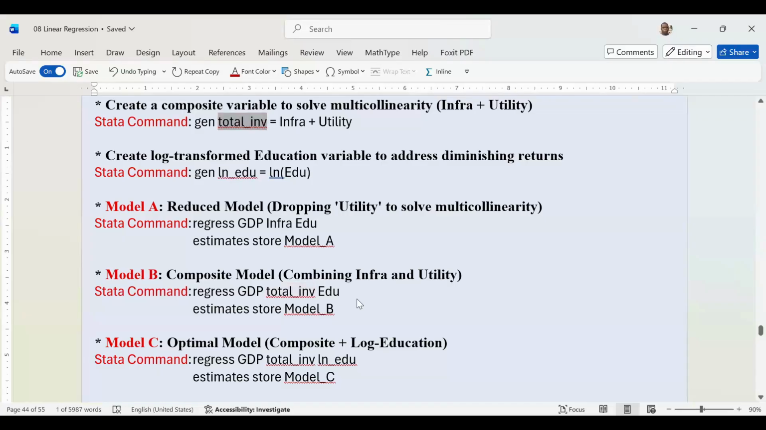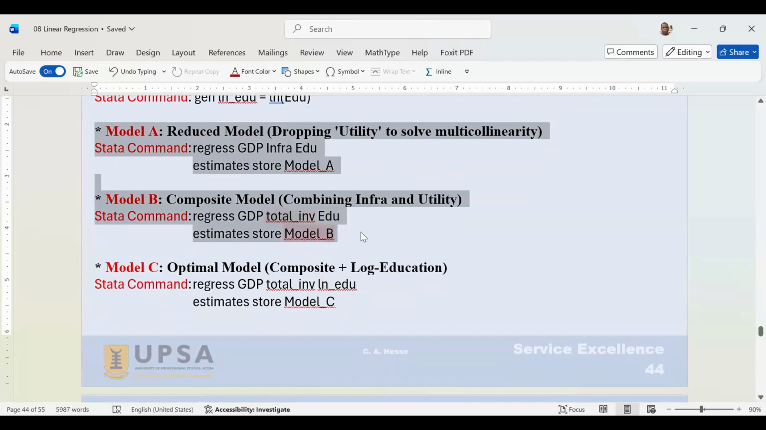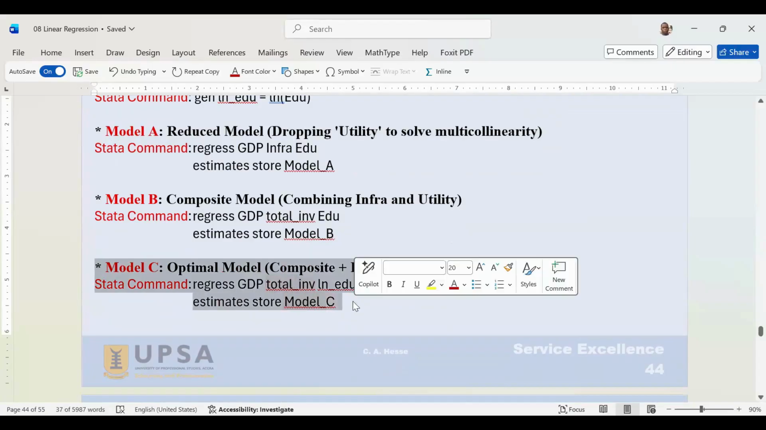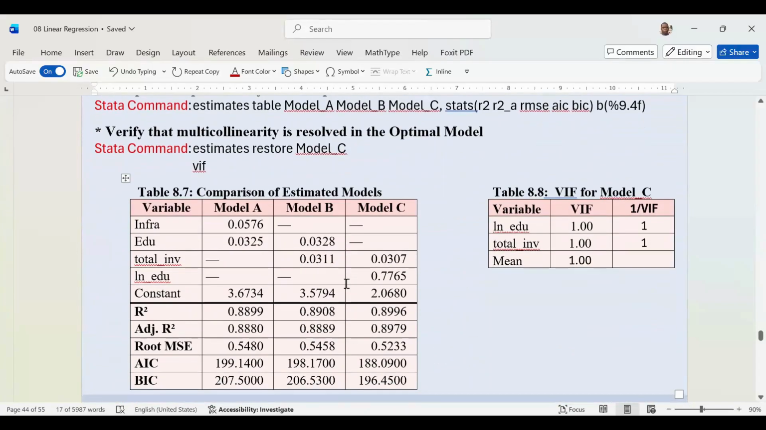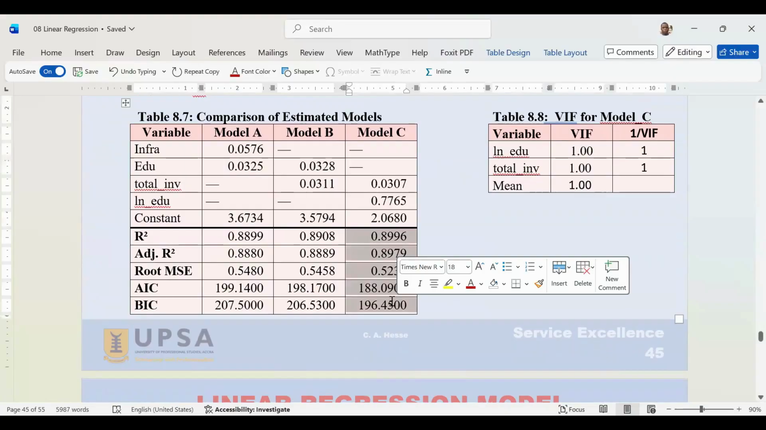So I worked out that one. In my curiosity, I said, why don't I try the logarithm of education and see whether I can beat these two models? And truly, to my surprise, model C beat model A and B. So sometimes in a PhD, you do a lot of trial and error and see which of the models will give us the optimal.